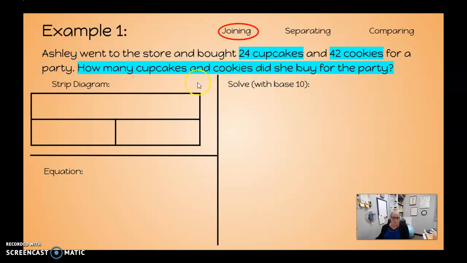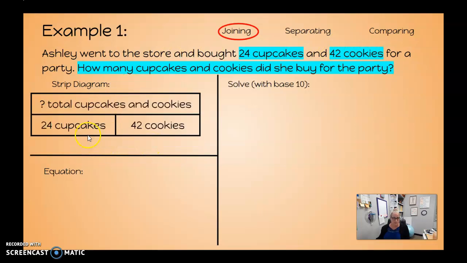So I'm going to go to my strip diagram next. So I have 24 cupcakes and I have 42 cookies. Are those going to be my total or my parts? If you said that they're going to be my parts, you are correct. So I know one part is 24 cupcakes. I know the other part is 42 cookies, and I'm looking for my total of cupcakes and cookies all together.